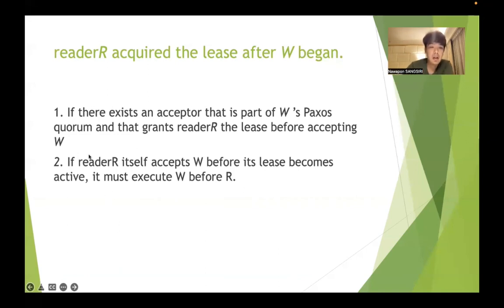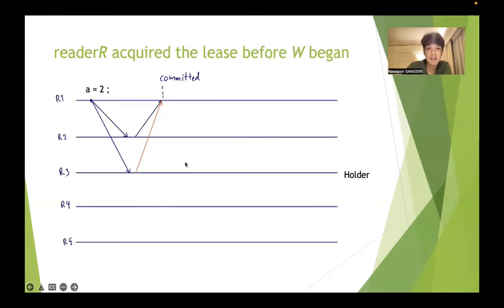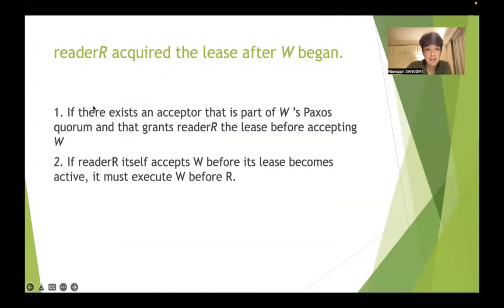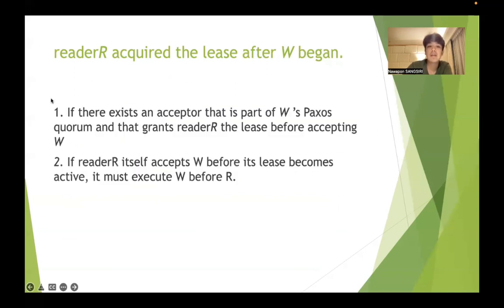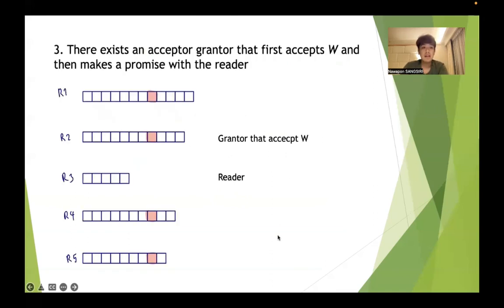The next case is when there exists some acceptor of the write operation that is also a grantor of the object. This case is the same as the case we talked about before: the acceptor is also a grantor, so this case is the same as the first one. The last case is when some acceptor first accepts the write, and then becomes a grantor, promising after it accepts the write operation.